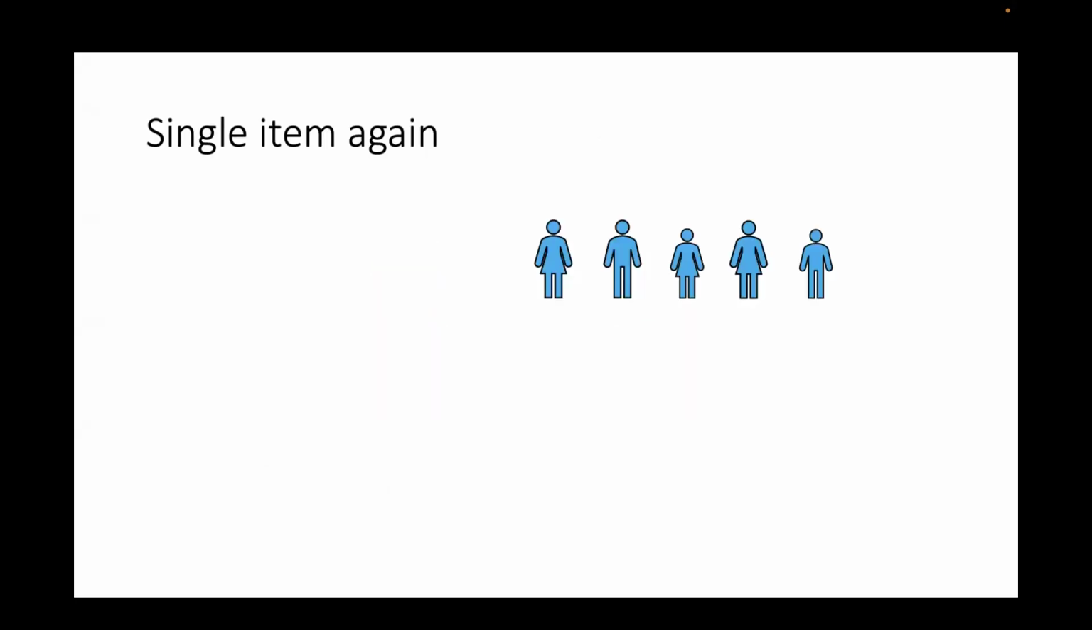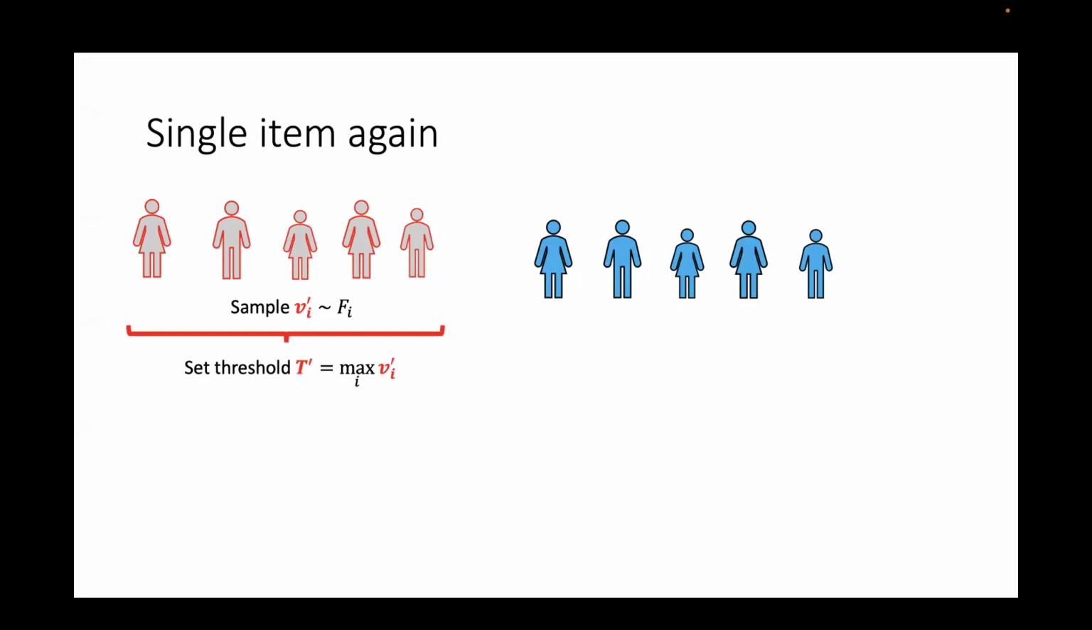This very simple observation. Let's go back to the single item. Let's say we draw a sample from each of the distributions. Before starting the sequence, I draw an independent sample of each of the distributions, and I will set the threshold to be the maximum of these samples. All right, so I draw samples b_i prime. I take the maximum of the b_i primes, and this is my threshold p prime. I will allocate the item to the first person whose value is larger than p prime. That's the algorithm.